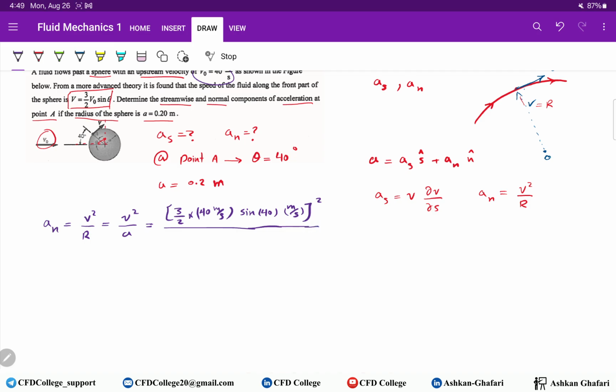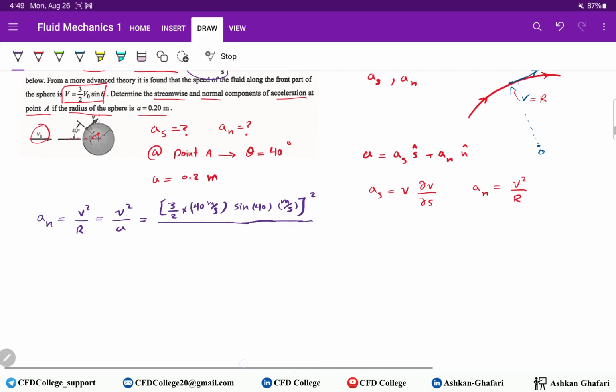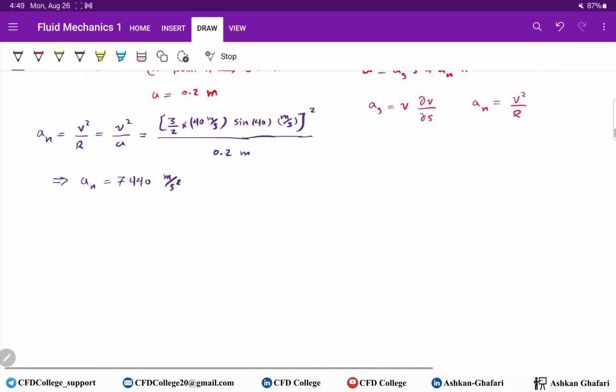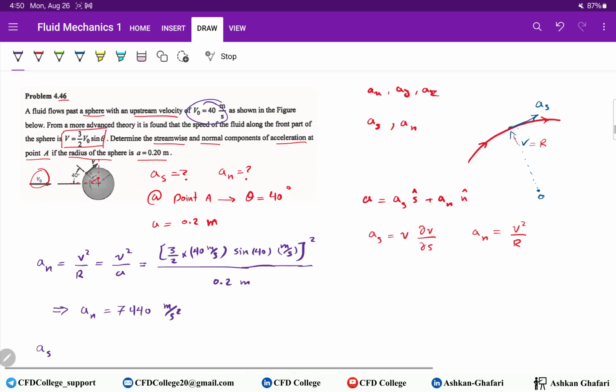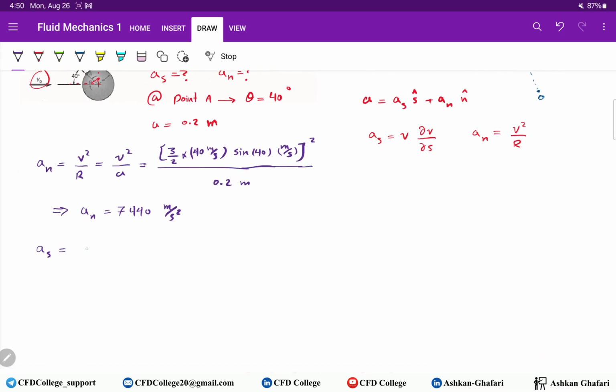We have v square, so we have the power of 2 here, and in the denominator we have the radius, which is 0.2 meters. So the normal component equals 7,440 meters per second square. And what about the streamwise component, which is v delta v over delta s?